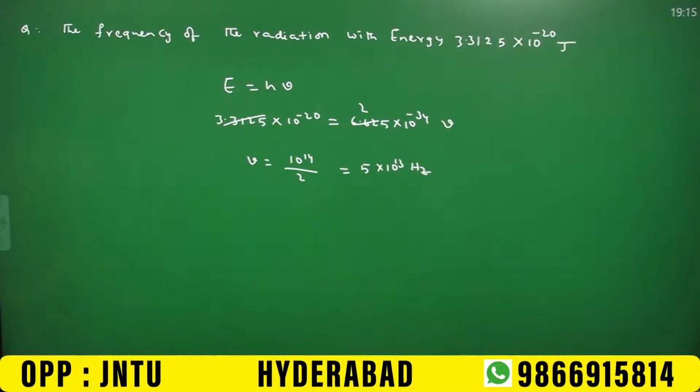If the question is how many waves are transferred per unit time, or the number of waves transferred per second, it is the same value, which is nothing but frequency. So the answer is 5 into 10 power 13 waves.